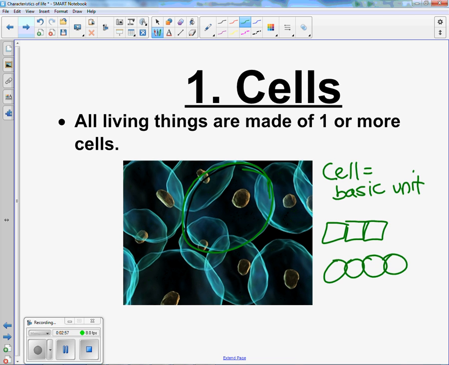So if you look at any living thing under a microscope, you should see cells if you use the microscope correctly. So if you take a plant and look at it under a microscope, you see cells. If you take my hair or my skin, you look at it under a microscope, you see cells. Anything that has DNA has cells.